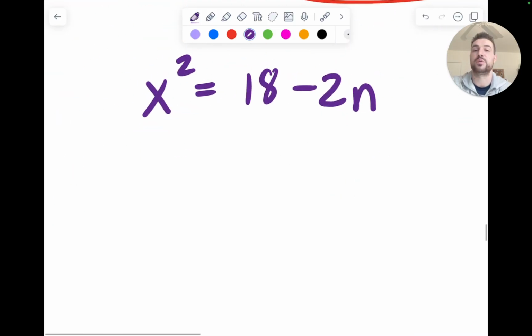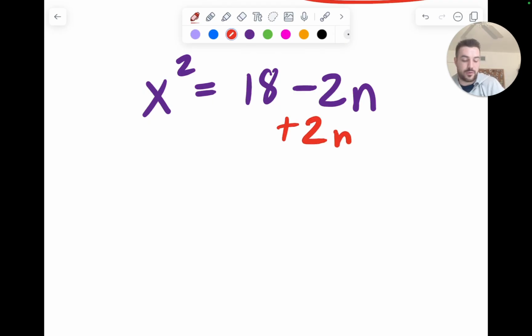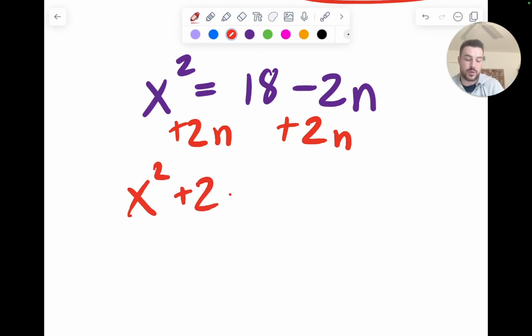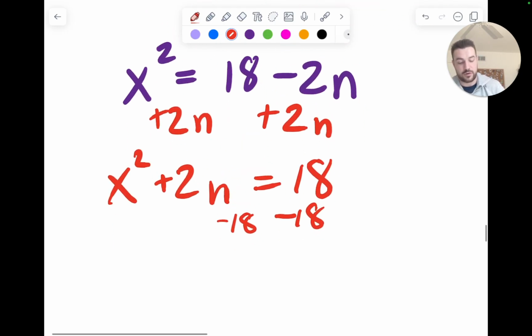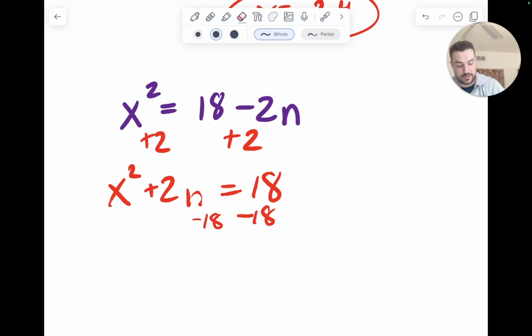Next, we have x squared equals 18 minus 2n. So this one's a little bit different because it is not set equal to 0. So what I'm going to do is I'm going to add my 2n over. So we get x squared plus 2n equals 18. And then I'm going to subtract 18 from both sides to get, sorry, I should have only x's in this. So let's replace these.